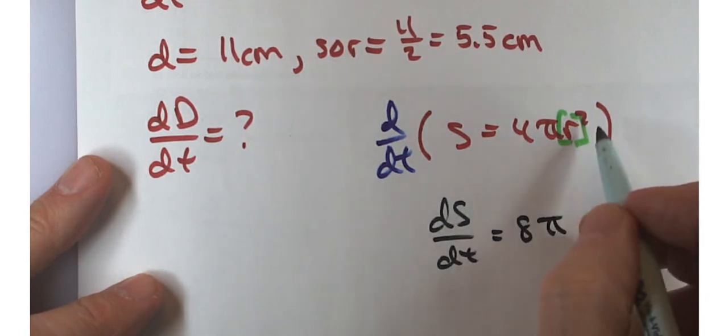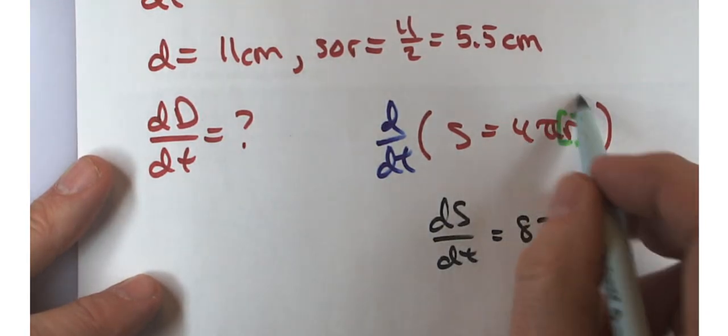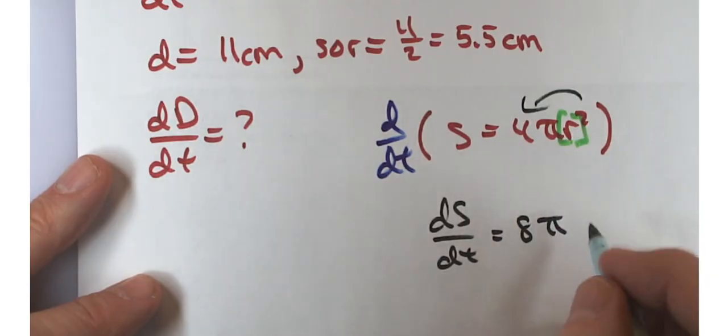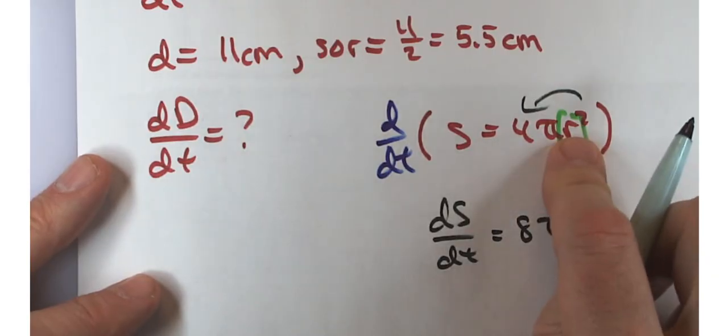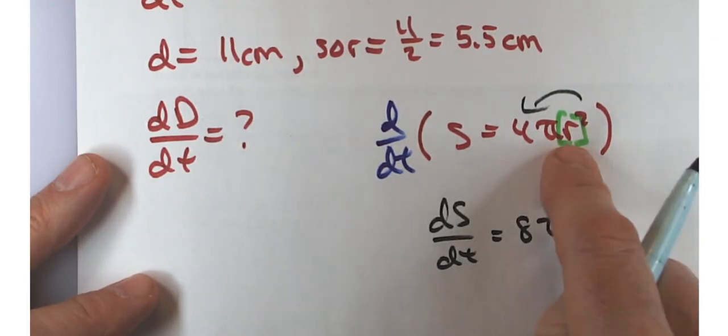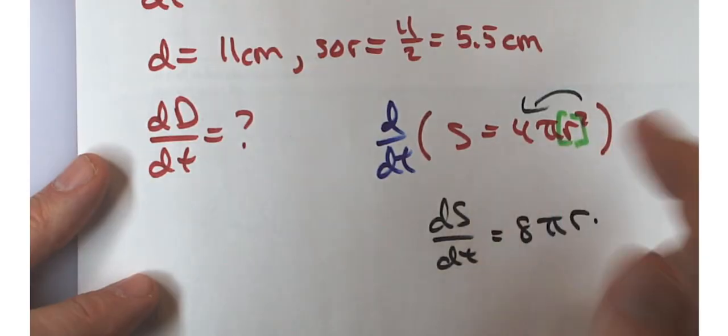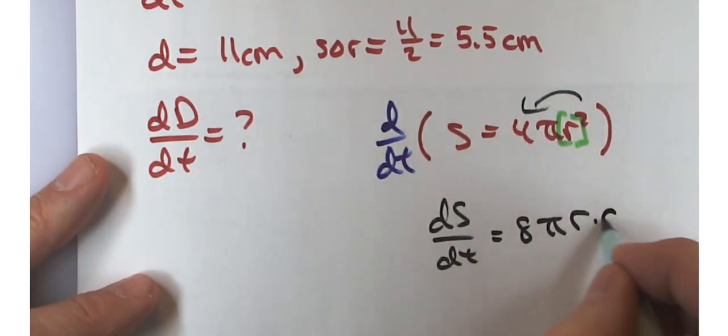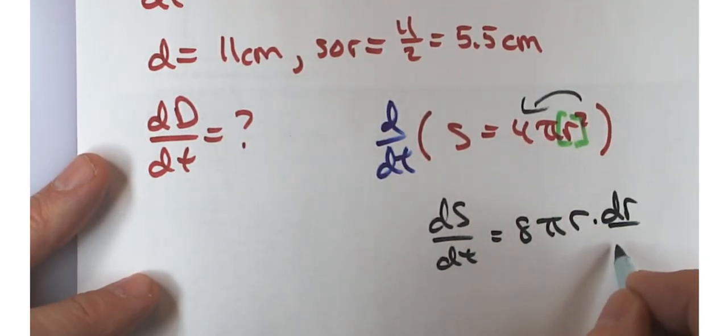8 pi, good, because the 2 is going to come out in front here. Multiply 8 pi times the derivative of this, which is going to be r to the first power, I'll just write r, times the derivative of the inside. I put brackets on this to remind you you're going to have to differentiate implicitly dr by dt.